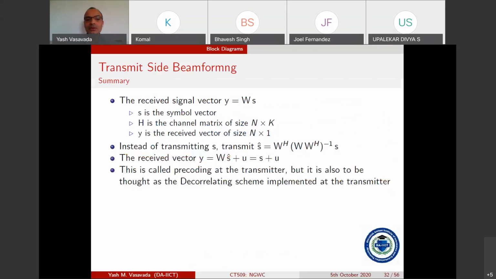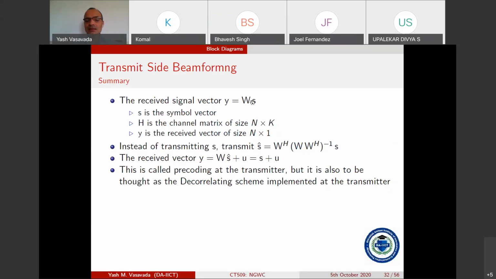Okay, so in summary, our received vector y is W times S. This is what we have seen earlier. Actually, there is a typo. I should also add here the noise component. So it's WS plus some noise vector U that I forgot to write on this first bullet. So this is our received vector y.